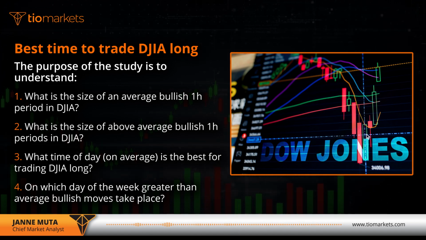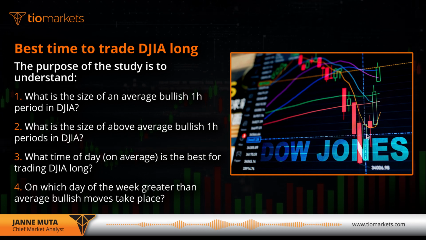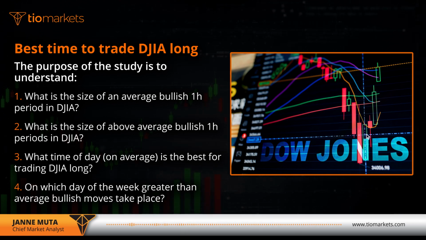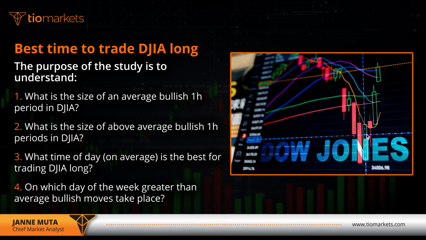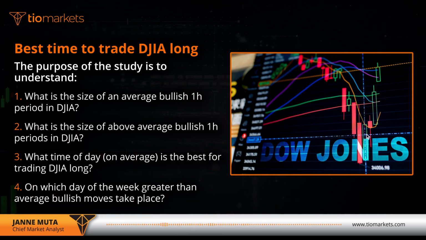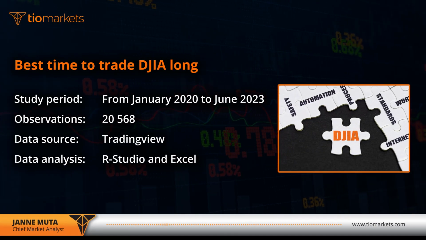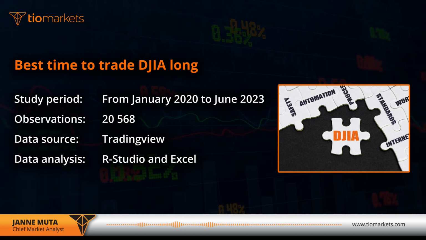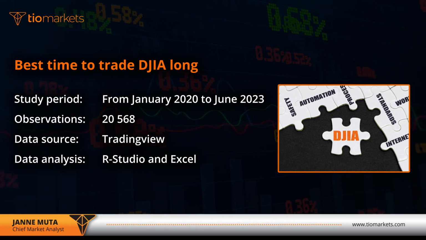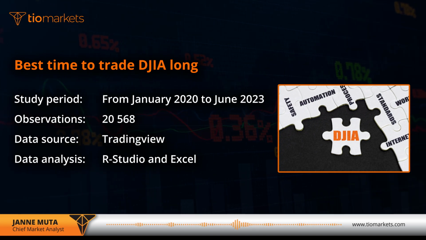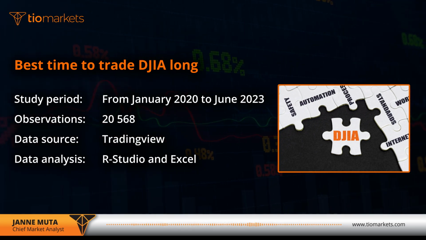Okay, my research questions for this study were: what's the size of an average bullish 1 hour period? And what's the size of an above average bullish 1 hour period? Then what time of day is the best to trade Dow Jones long? And lastly, on which day of the week do greater than average bullish moves take place? The study period is from January 2020 to June 2023. The number of observations is 20,568. The data source is TradingView, and most of the analysis was done in RStudio, but I did use Excel also.